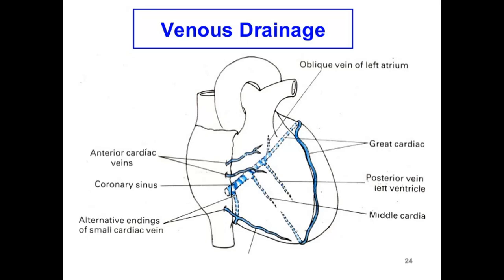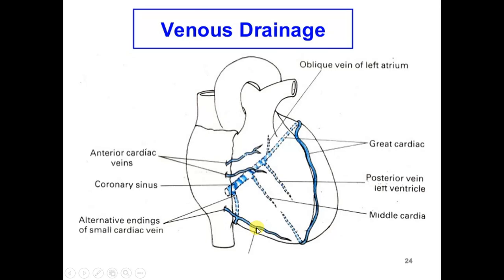Okay, now is the venous drainage of the heart. Here we are seeing venous drainage of the heart. The veins run along the arteries, and then they are drained into the right atrium, and some veins are also draining directly into the right atrium.